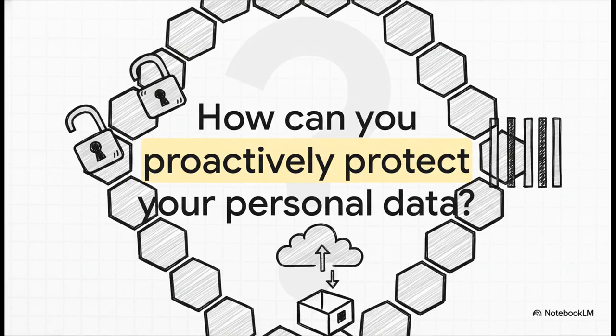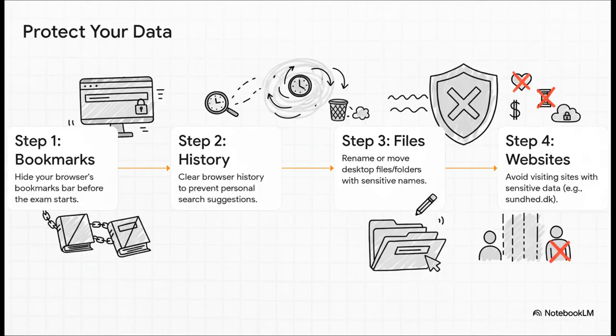So, knowing what's being recorded, the next logical question is, what can you do about it? How can you be proactive and make sure your personal info stays personal? Well, the good news is there are some really practical, easy steps you can take. First, hide your browser's bookmarks bar. That way, it won't show up in any screenshots. Second, it's a good idea to clear your browser history. This stops any personal or embarrassing search suggestions from popping up. Third, this one's simple but smart. If you have any files or folders on your desktop with sensitive names, just rename them or move them somewhere else for the exam. And finally, the big one, just don't go to sites with personal data. Stay away from your online banking, your health records, you get the idea.